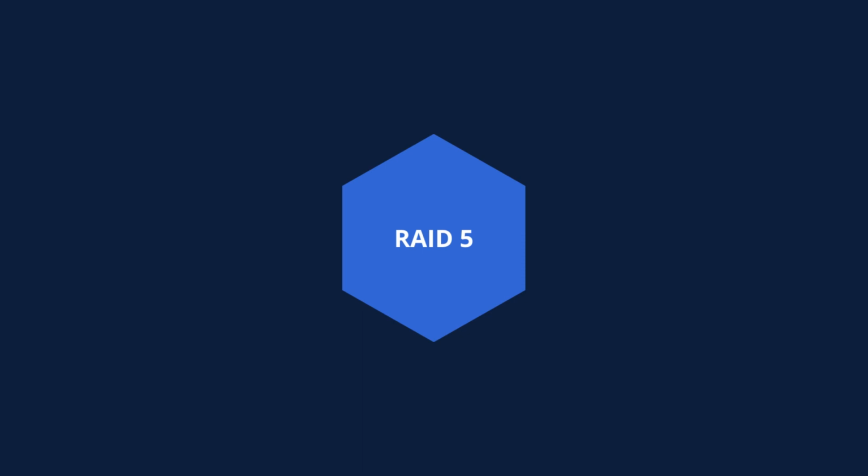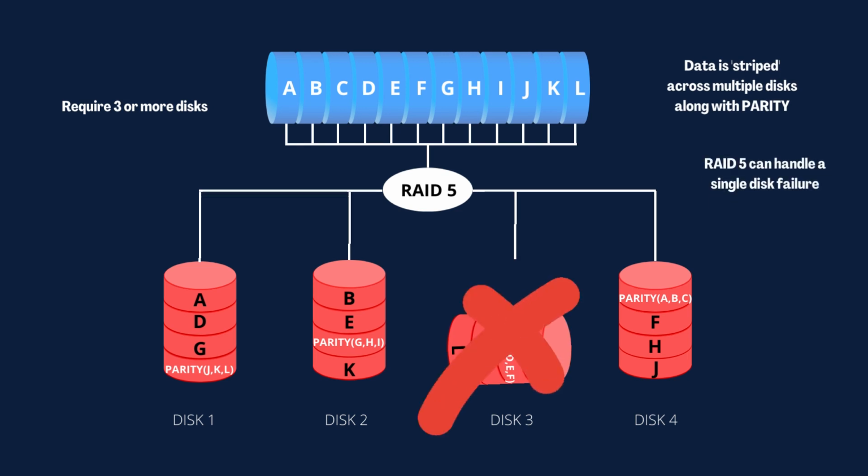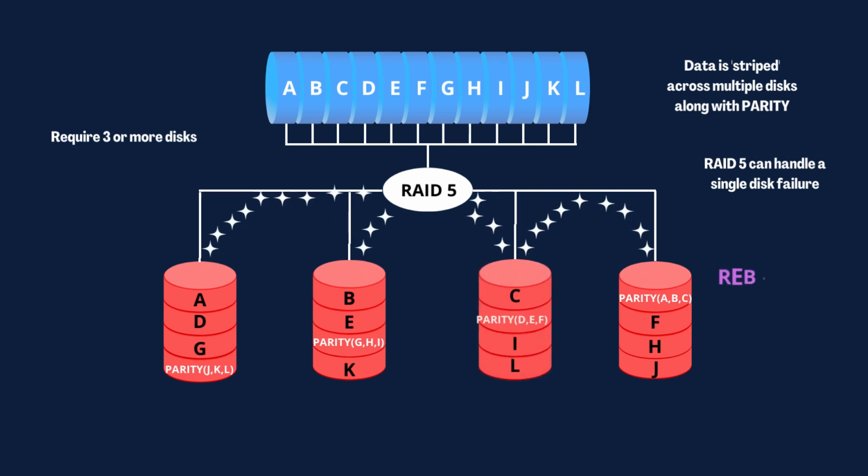Next is RAID 5. For RAID 5, we also require 3 or more disks. Data is striped across multiple disks along with parity. If a disk fails, we will not lose any data because RAID 5 is designed to handle a single disk failure. We only have to replace the failed disk with a new one, and then RAID 5 would use parity information from the other disks to rebuild the data on the new disk.